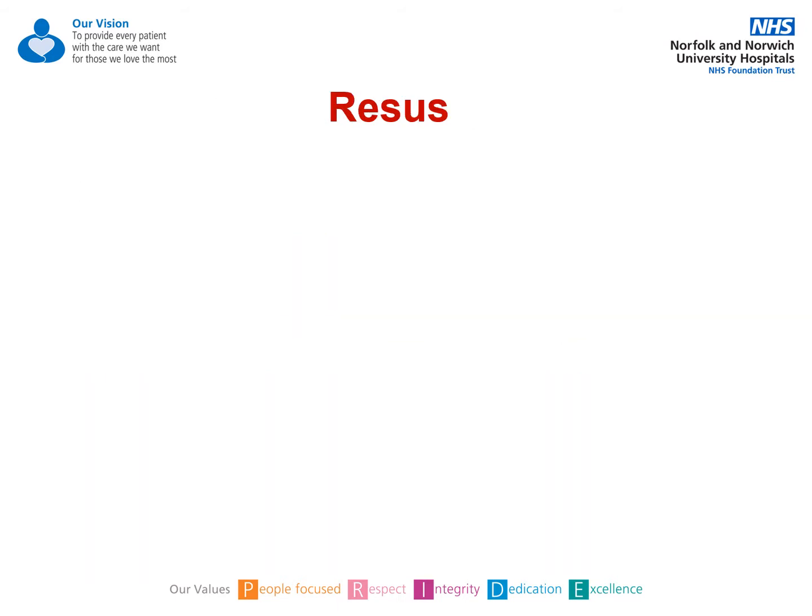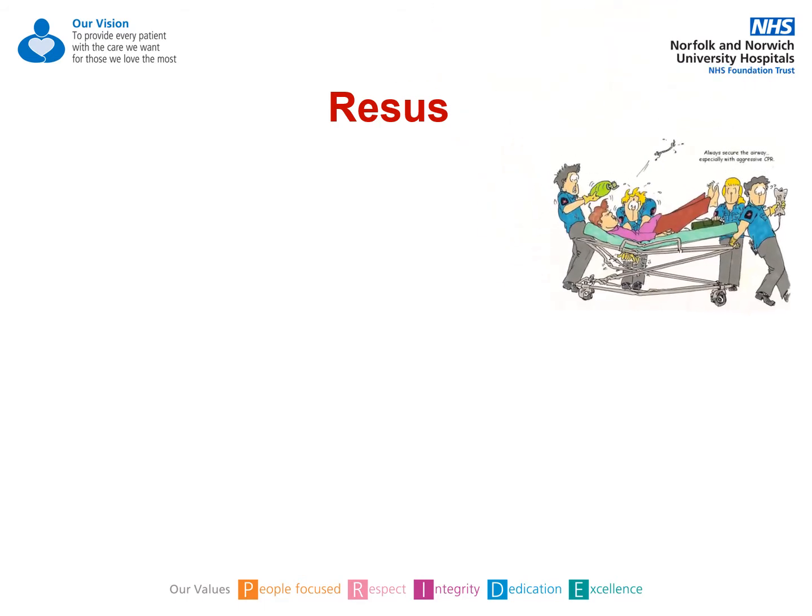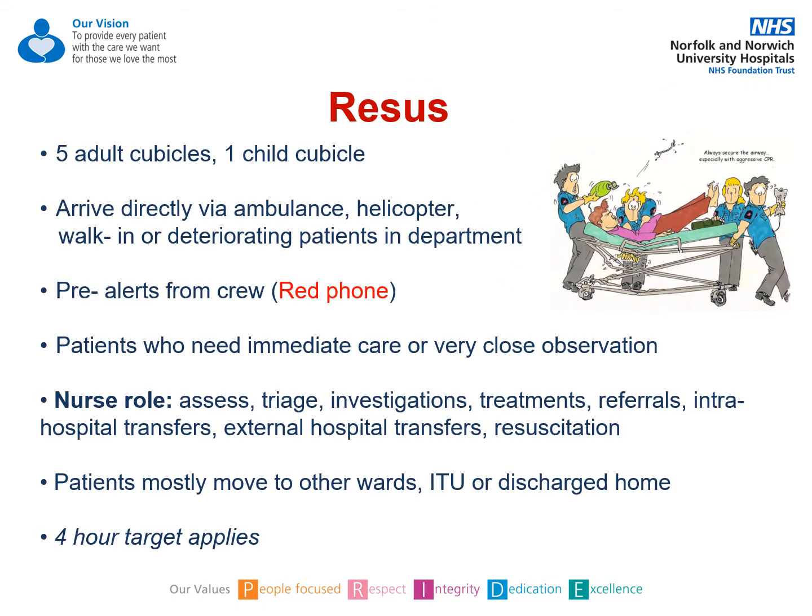So then we have a look at resus, which is one of the most sought after places, I would think, in A&E. So I think we all know what happens in here really. There are 5 cubicles, which are primarily for adult patients, and we've got 1 child cubicle, but if it's full, adults can obviously go in there as well. So resus is for our patients who need really immediate care or really close continuous observation.